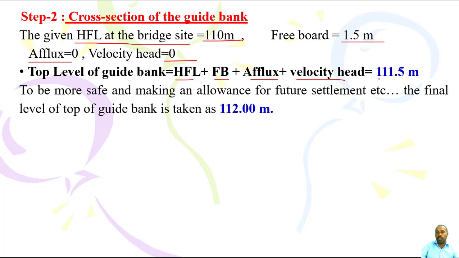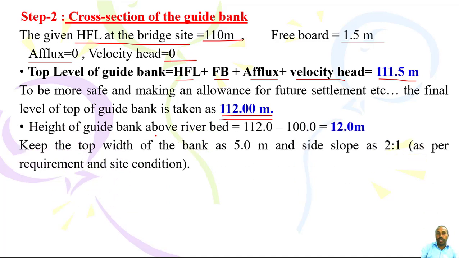Then it will be this one. So to be more safe and making an allowance for future settlement, the final level of the guide bank may be taken as just 112, just to be more safe against future settlement. So this is the top level. Then height of the guide bank above river bed level will be 112 minus river bed level. It will be 12 meter.